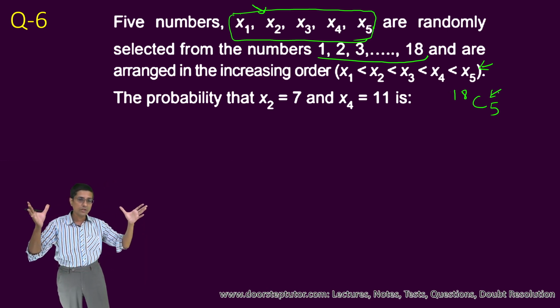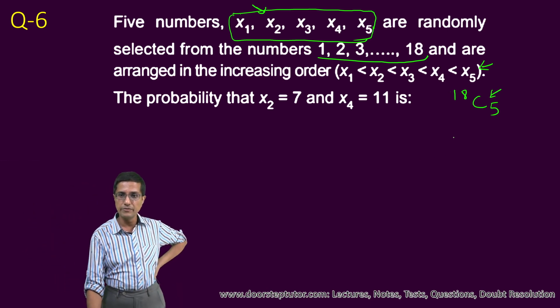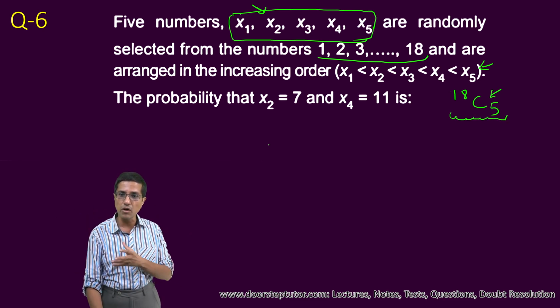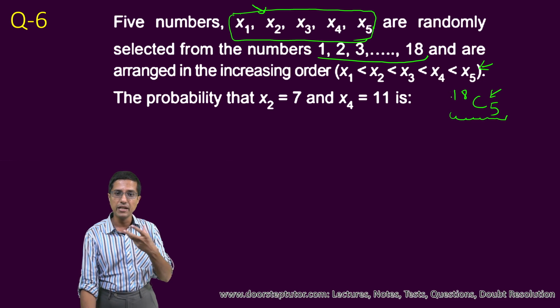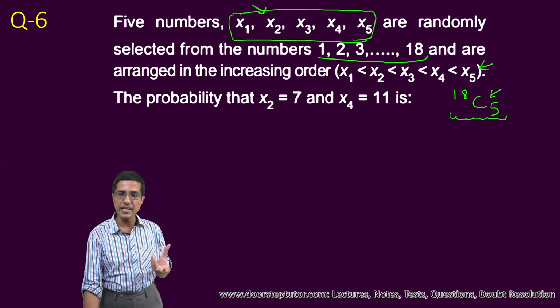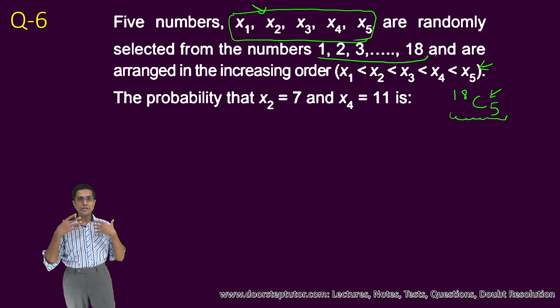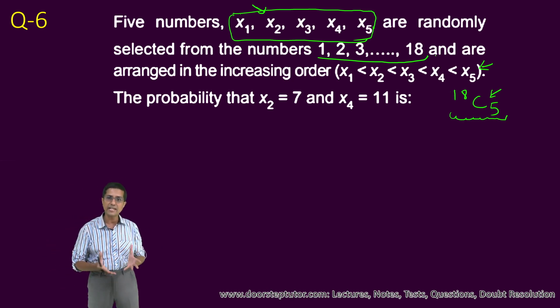So this is my total number of ways, basically the universe. This is all the arrangements I can have, all the various ways in which I can choose the numbers. This is my universe, because I have to calculate the probability. So this is my total set, my universal set. And what is that? It is 18C5.